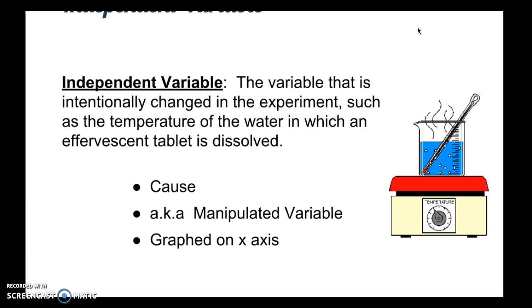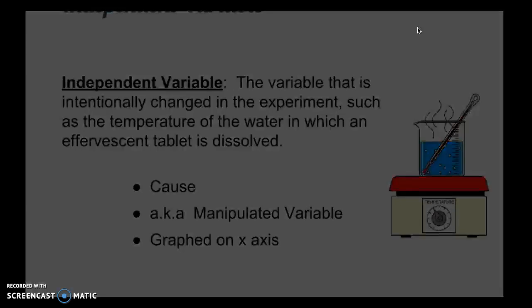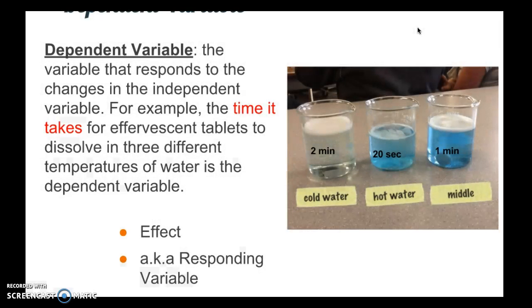So let's say we're doing an experiment with effervescent tablets, and maybe our hypothesis goes something like this. If I increase the water temperature that the effervescent tablet is dropped into, then the effervescent tablet will dissolve faster. All right, so I'm manipulating the temperature. The dependent variable then would be how fast that effervescent tablet is dissolving. The dependent variable is the responding variable, it's the effect, and we're graphing that on the y-axis. It's what we're actually measuring. Okay, so in this case, it's time.